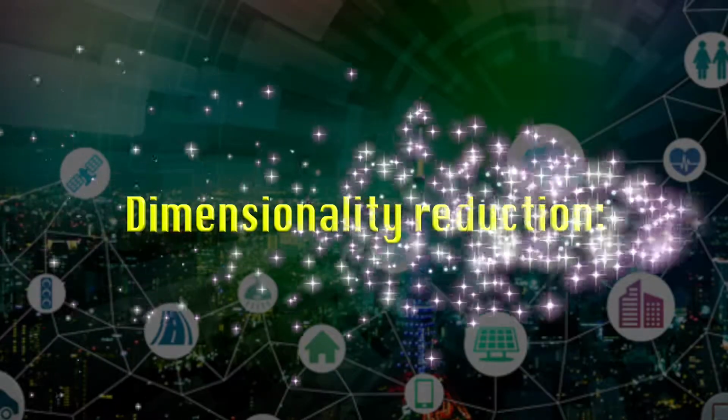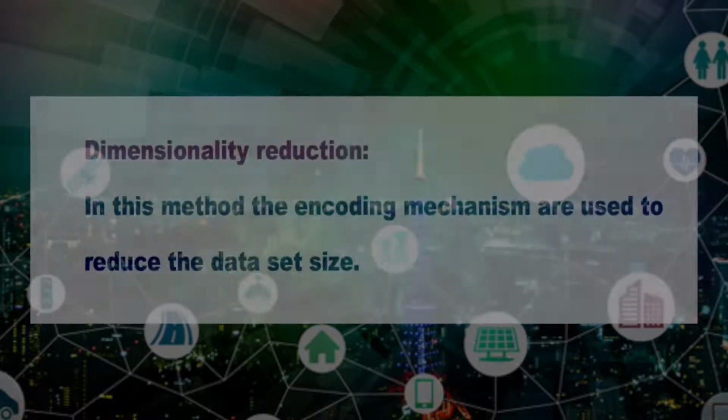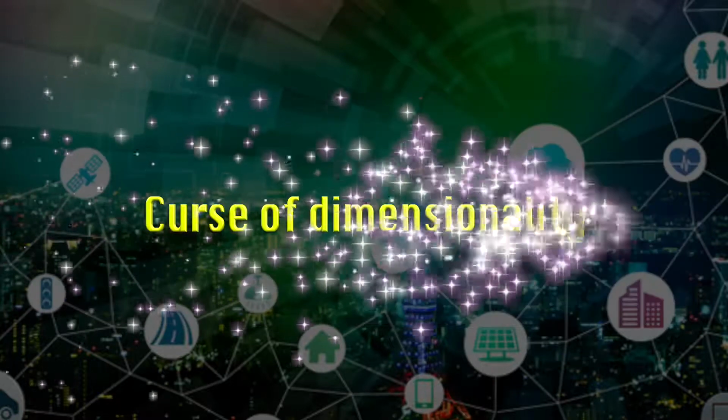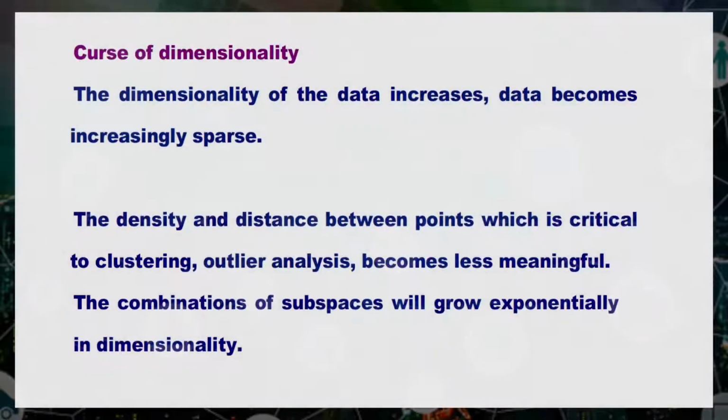The third technique is dimensionality reduction. In this method, encoding mechanisms are used to reduce the data set size. Curse of dimensionality: as the dimensionality of the data increases, data becomes increasingly sparse. The density and distance between points, which is critical to clustering and outlier analysis, becomes less meaningful. The number of combinations of subspaces grows exponentially with dimensionality.